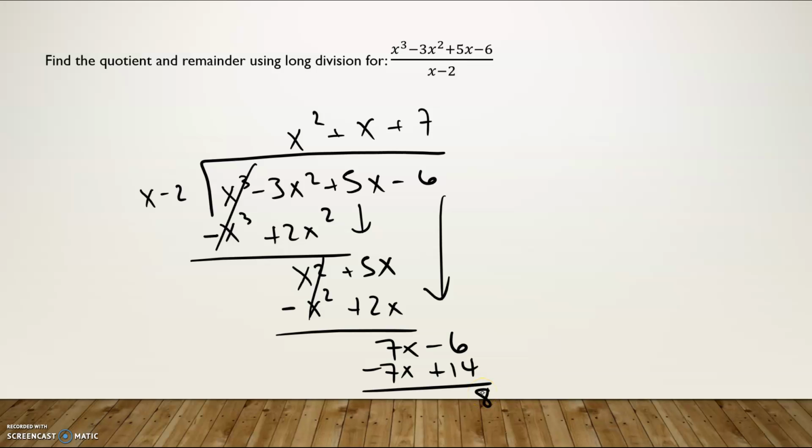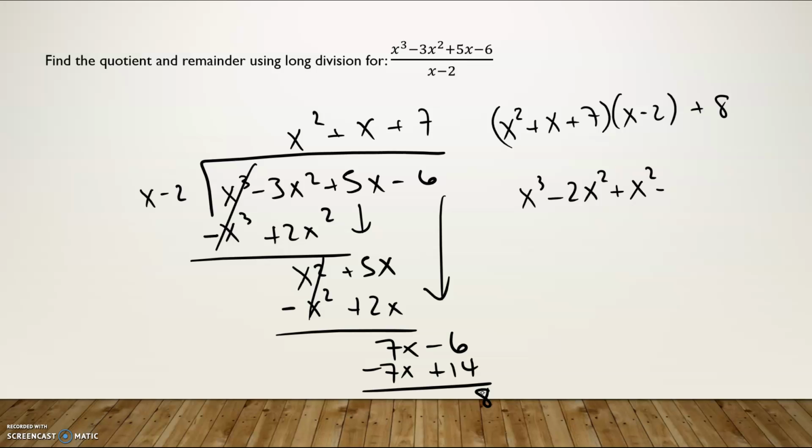Okay, so you could check: x squared plus 7 times x minus 2 plus 8. Make sure it's the same thing as the inside. So that'll be x cubed minus 2x squared plus x squared minus 2x plus 7x minus 14 plus 8. So x cubed, let's see, minus x squared.